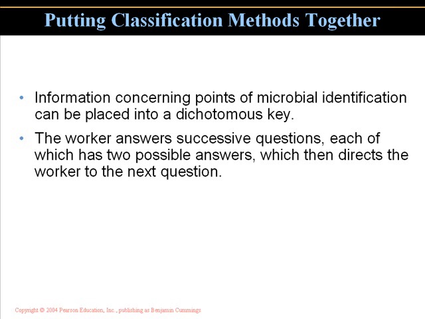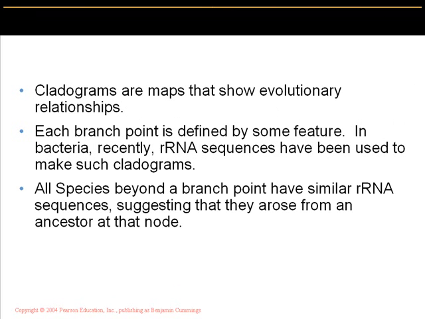Again, this just describes the dichotomous key that I referred to. Information concerning points of microbial identification is placed into a dichotomous key, where workers will answer a successive number of questions, each one leading to the next step and the next step until you're able to identify a microorganism.